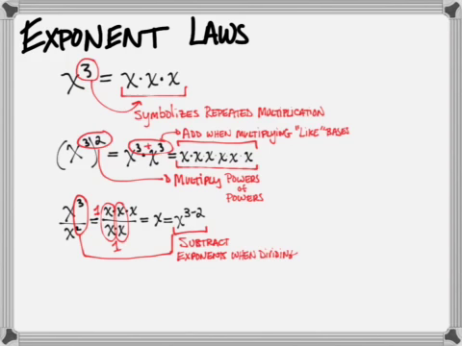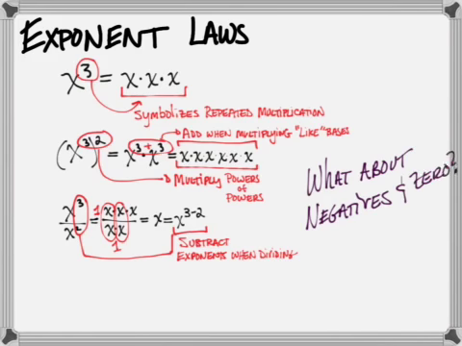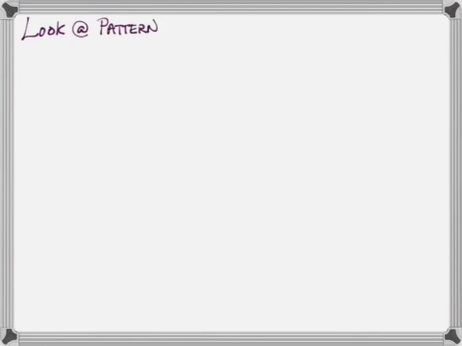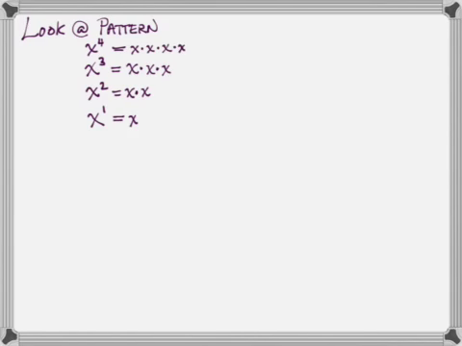All right? Good so far? All right. So what about the negatives? Well, let's look at some patterns here. We can do this 2 different ways. One is to look at a pattern, and this is usually the easier way to think about what's going on. So if I start with x to the first, x squared, x to the third, and x to the fourth. So I'm going to expand those in terms of what they are. That's x squared, that's x times x times x, and that's x times x times x times x. So that's the definition of what an exponent does.